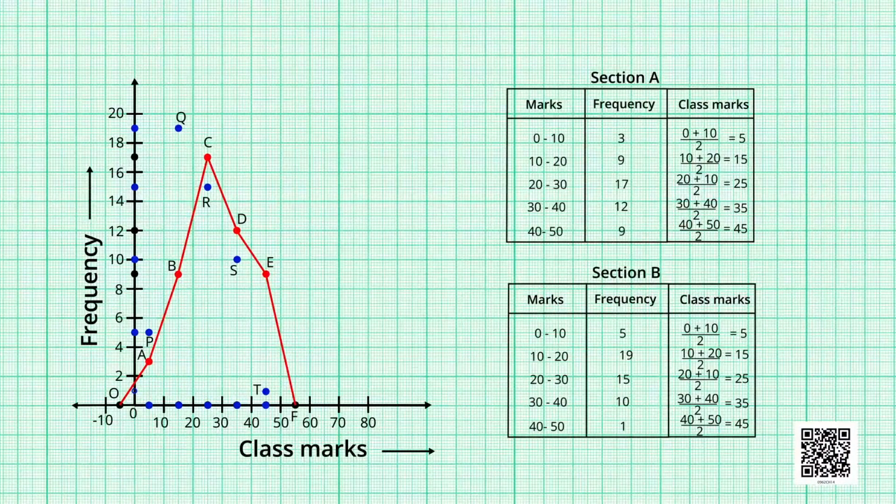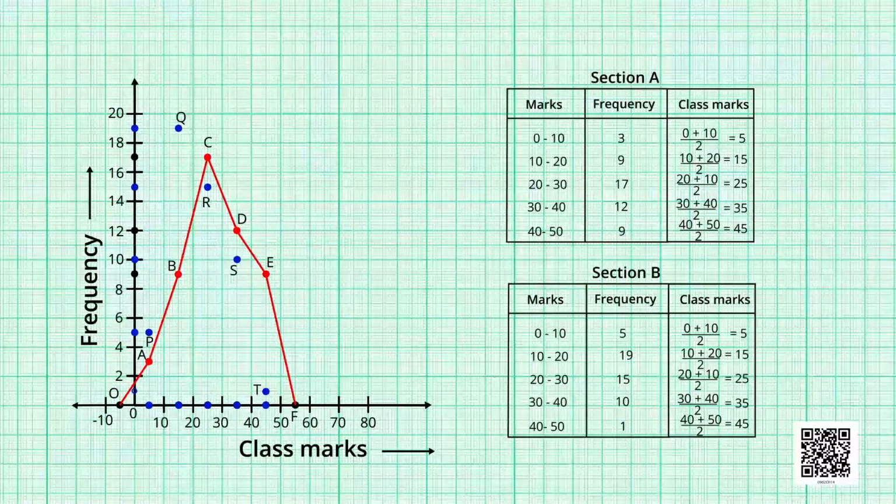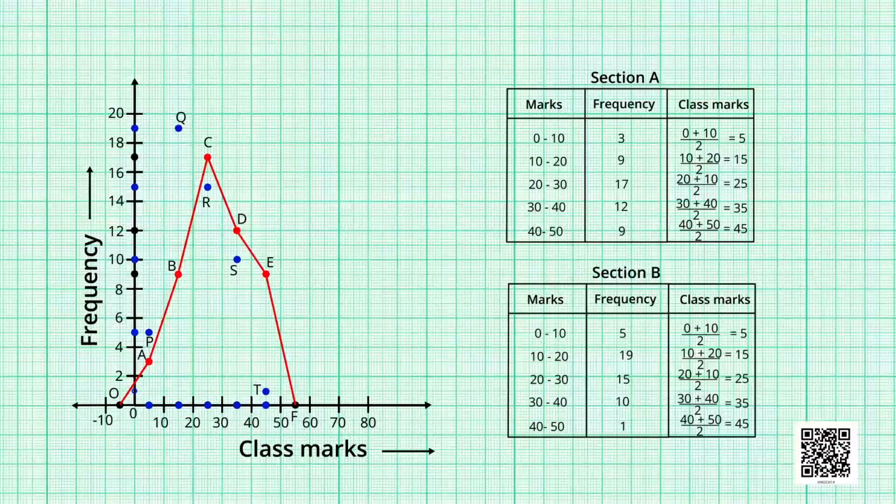But children, this is not a closed polygon. So again we have to assume that there is another class interval after 40 to 50. Say it is 50 to 60. Clearly its class mark will be 55 and we have to assume that its frequency is 0. So let us plot the point (55, 0). But this is already plotted and we have named it as point F.